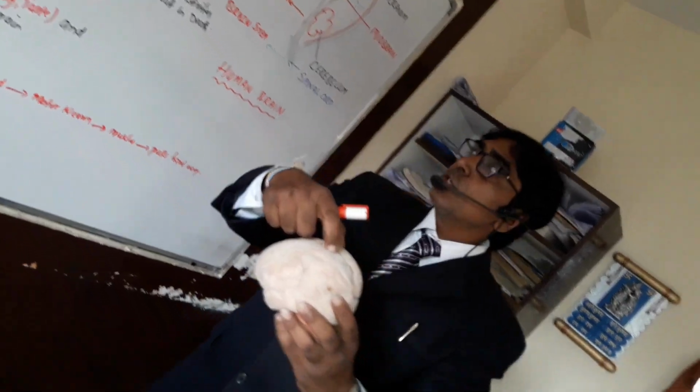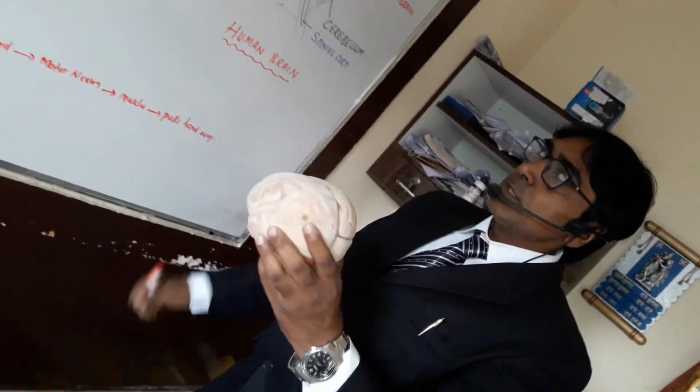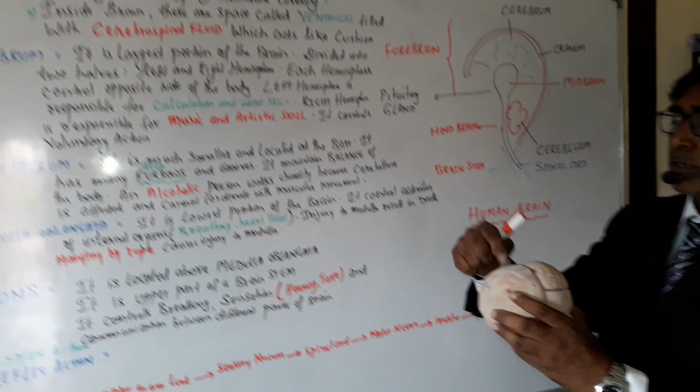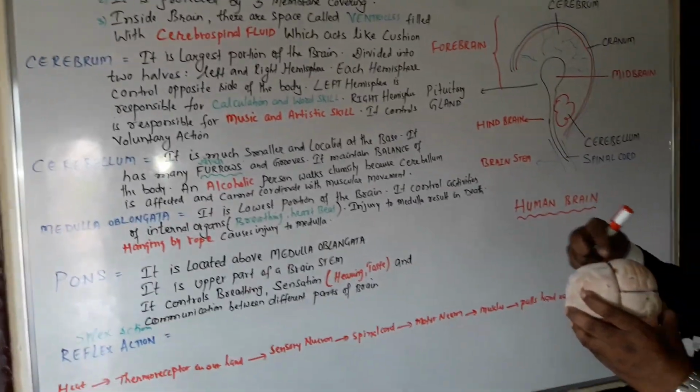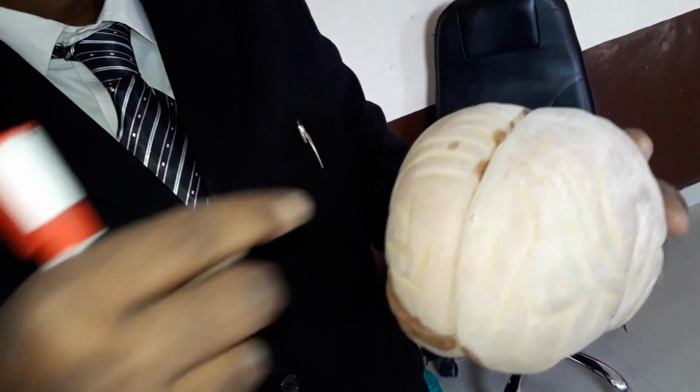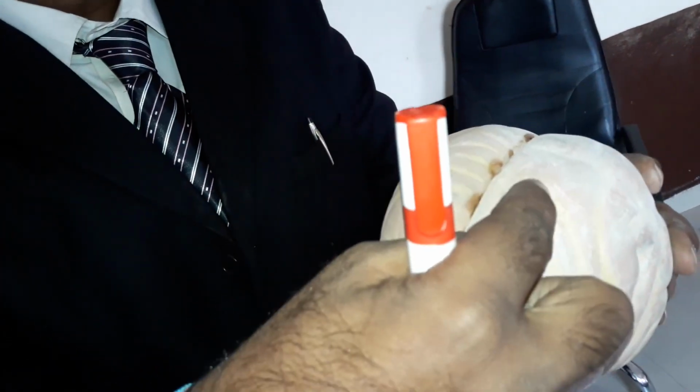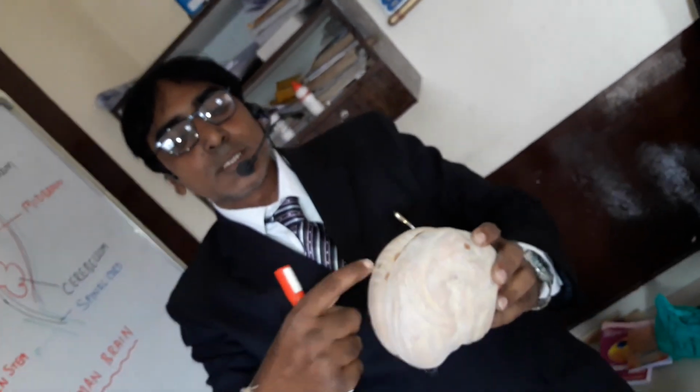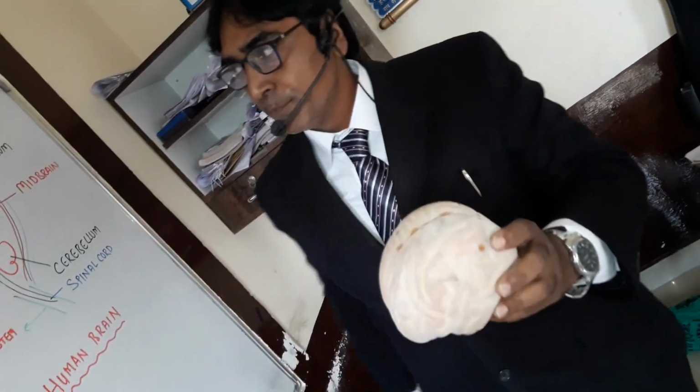Now what is the function of the two hemispheres? Each hemisphere controls the opposite side of the body. That means this is the right cerebrum, and it controls the left part of our body. This is the left cerebrum, which controls the right part of our body. The function of these two hemispheres is very important.